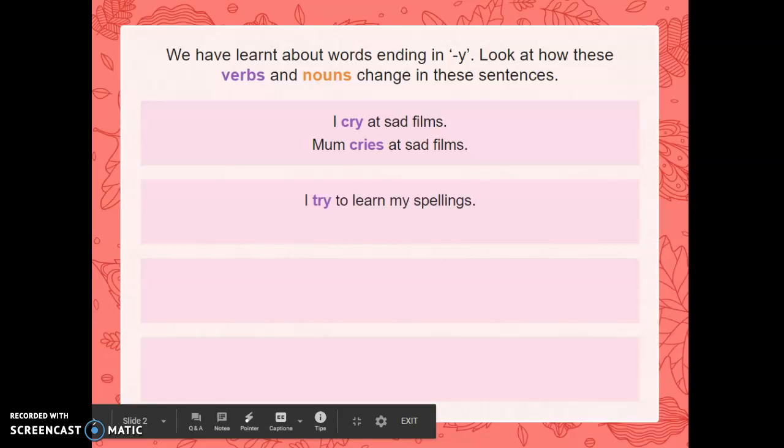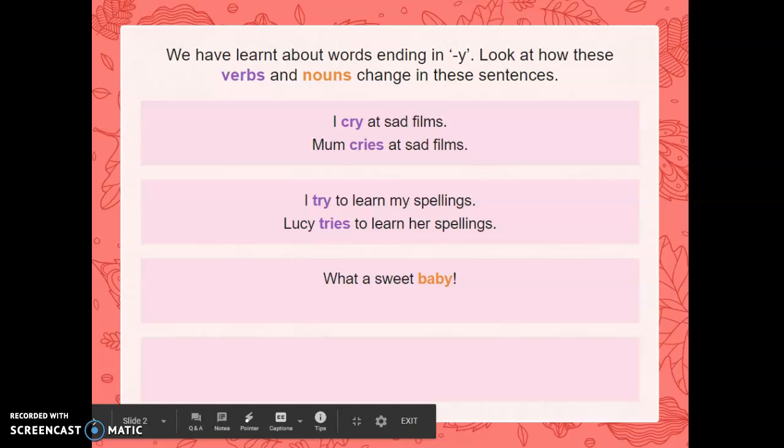Okay, let's have a look at another example. So I try to learn my spellings. That's the first person because it's using the word I. And now we're going to change it into the third person. So Lucy tries to learn her spellings. And can you see how the word has changed? Both of these verbs end in the Y. They both have a consonant before the Y. So we know that we need to change the Y to an I and add ES.